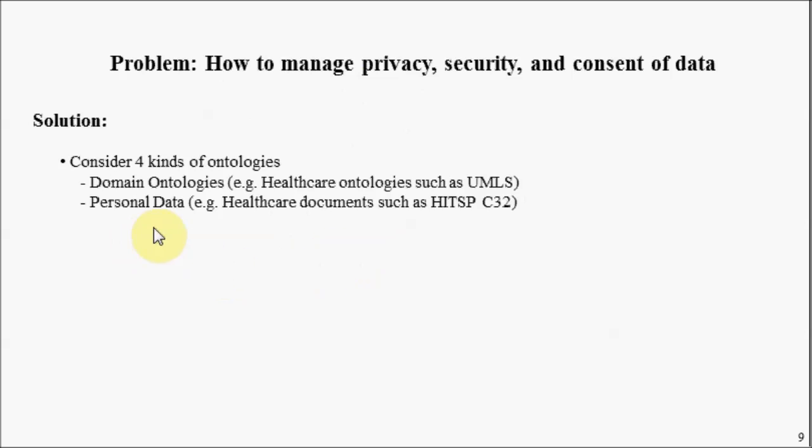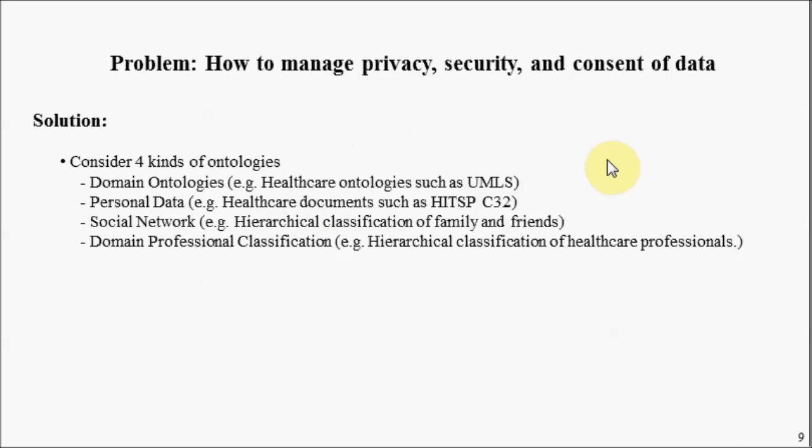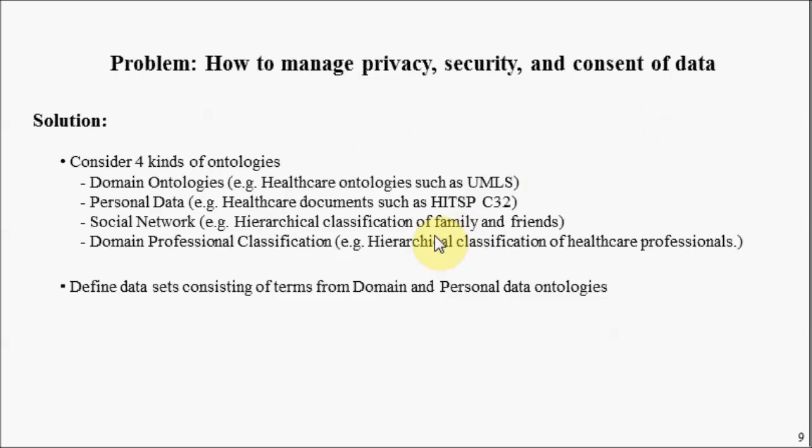We're going to look at personnel data. Again, the example being healthcare. There are healthcare documents called HITSP C32 documents containing patient data. We're going to look at social networks, for example, a hierarchical classification of family and friends. And we're going to look at domain professional classifications, for example, hierarchical classification of healthcare professionals. We're going to look at defining data sets containing terms from these first two ontologies here.